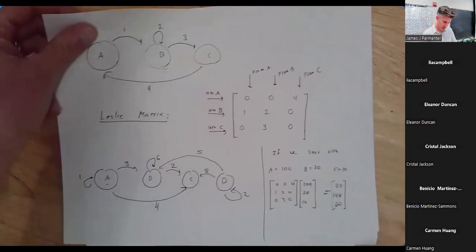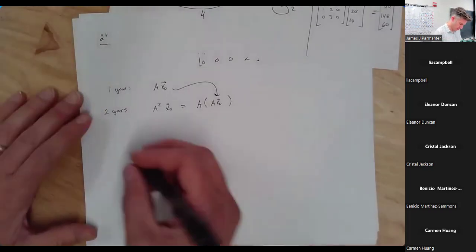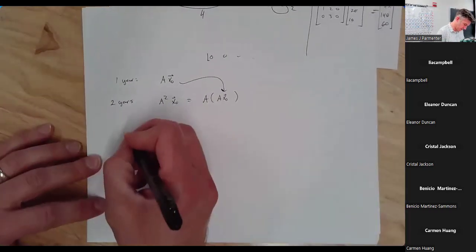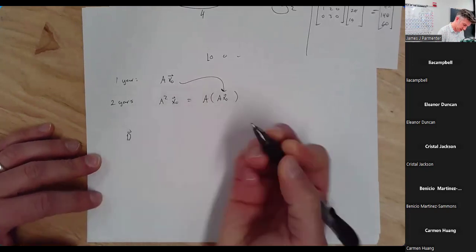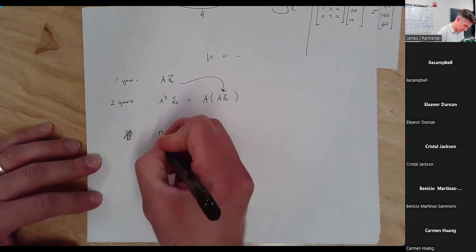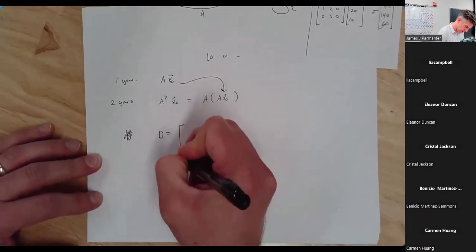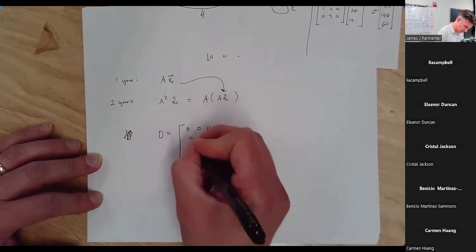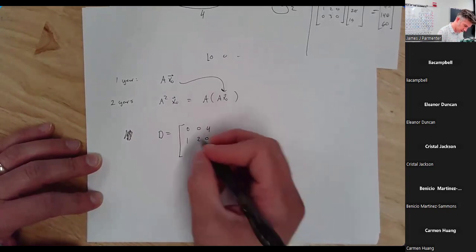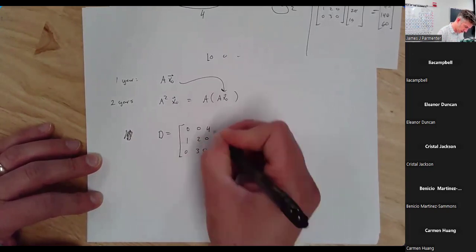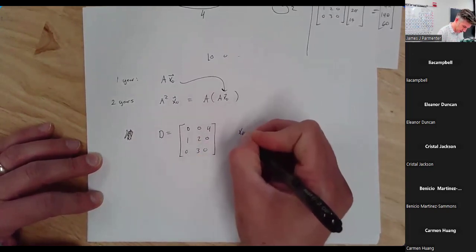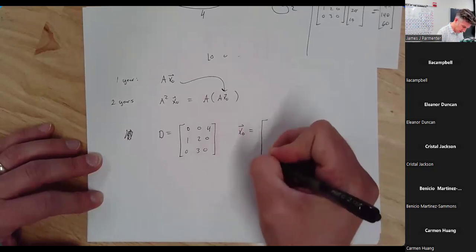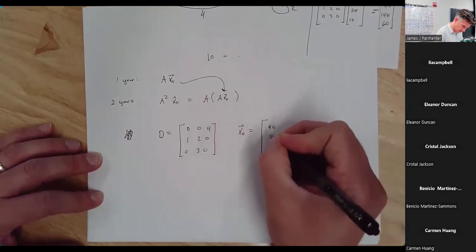Let's say that for this one we have our matrix, I'm going to call it D. That's terrible notation, James, you don't put an arrow over a matrix. Is that the matrix we just found? I should call it L because it's a Leslie matrix, but oh well. 0, 0, 4, 1, 2, 0, 0, 3, 0. And our initial population is the matrix 40, 140, 60.